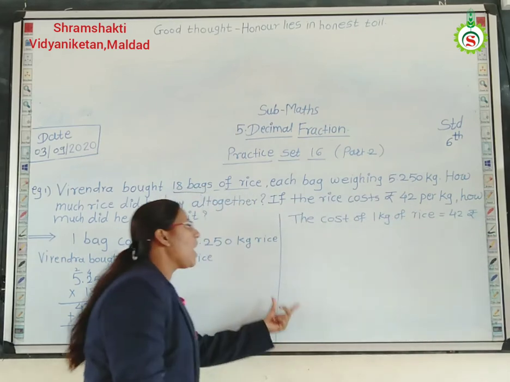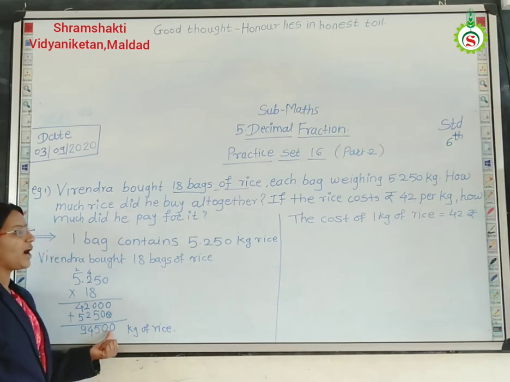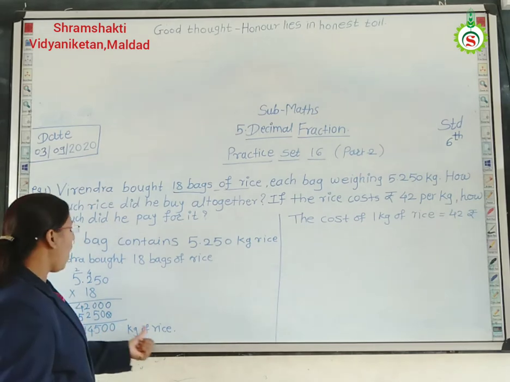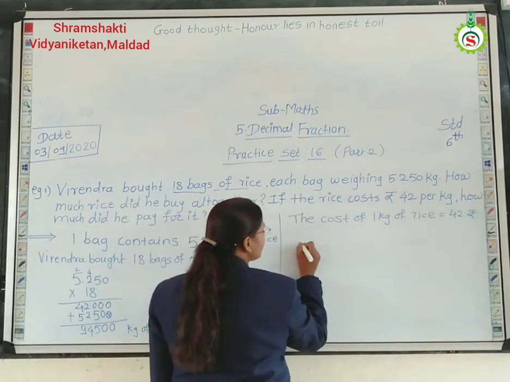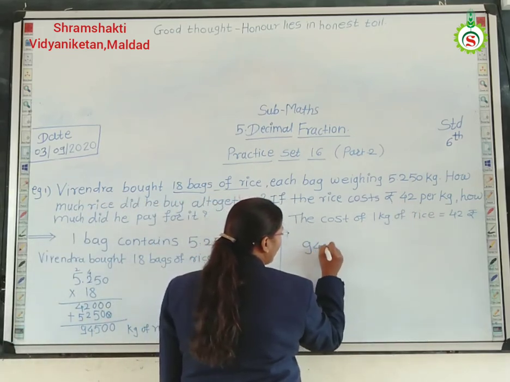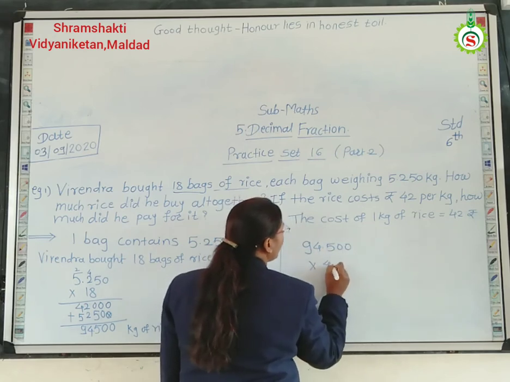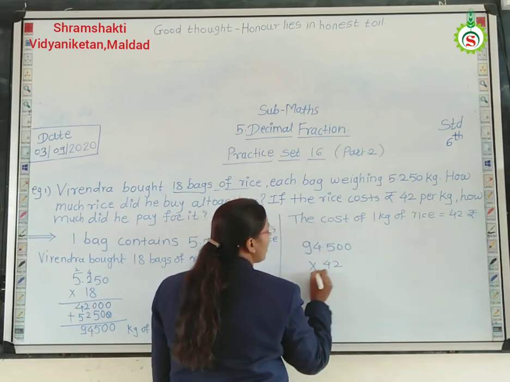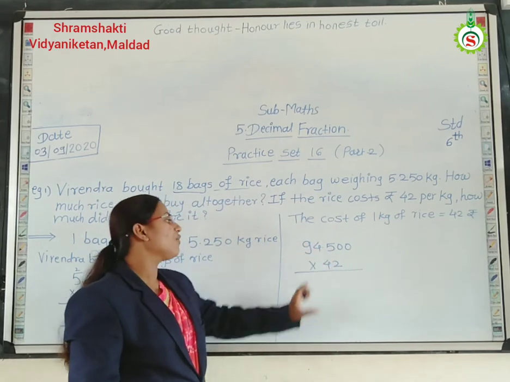Now we have to find out the cost of 94.500 kg of rice. Okay, so we have to multiply this 94.500 by 42, and by this way we get the cost of total kgs of rice.